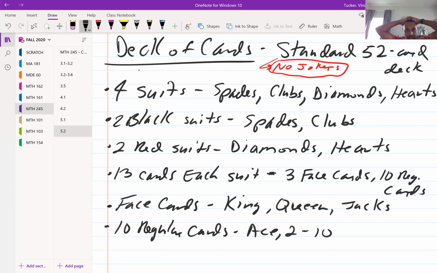13 cards each suit. So it'll be three face cards and 10 regular cards. And we talk about regular in terms of face or not having a face because, of course, the ace is not a regular card as far as value is concerned, but it does not have a face. So your three face cards: king, queen, jack. And then your 10 regular cards: ace, and then the numbers 2 through 10.